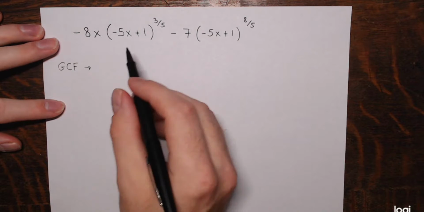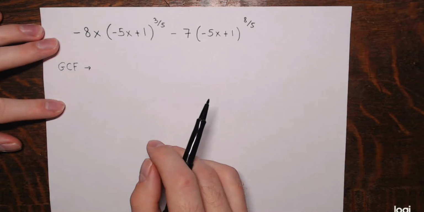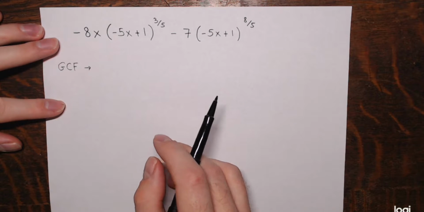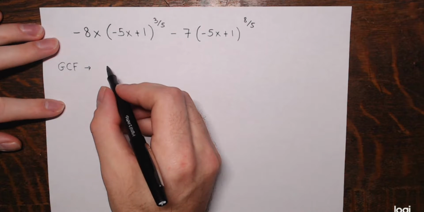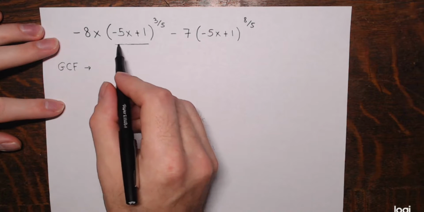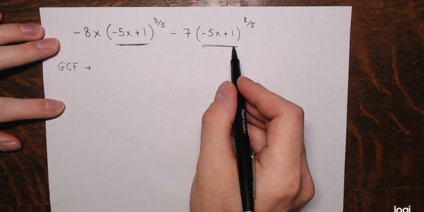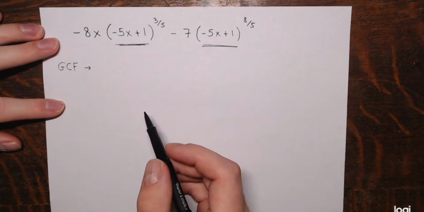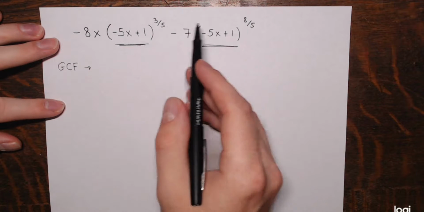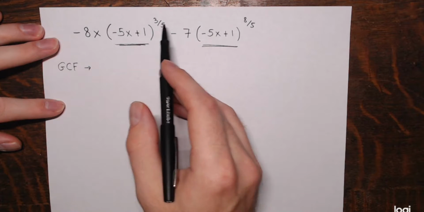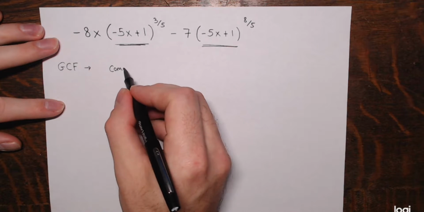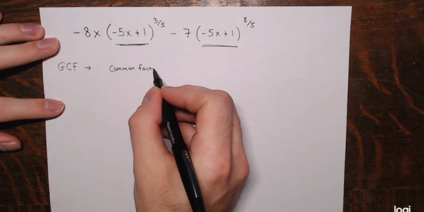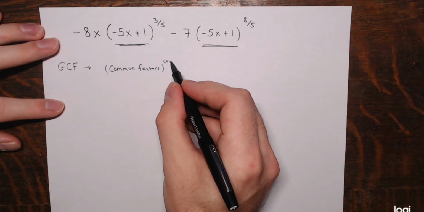Well, this time though, with these fractional powers, and the same thing goes for the negative powers, this whole objective is on fractional powers, negative powers, just pull out the common factor. They both have this negative 5x plus 1 as a factor to the lowest power. If this was cubed and to the 8th, you'd say cubed was the greatest common factor. They have at least 3. So you pull it out to the lowest. So you pull out common factors in each term raised to the lowest power.